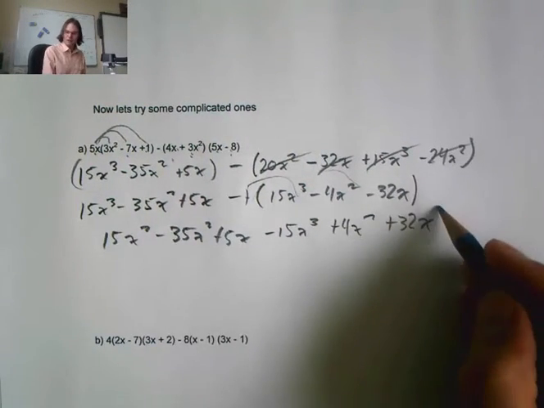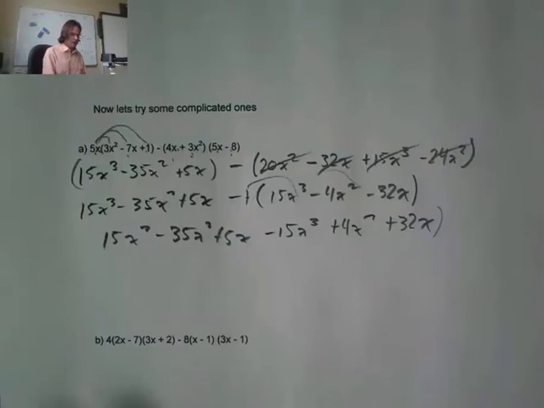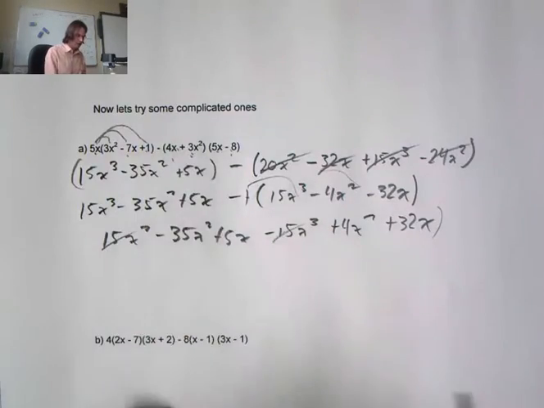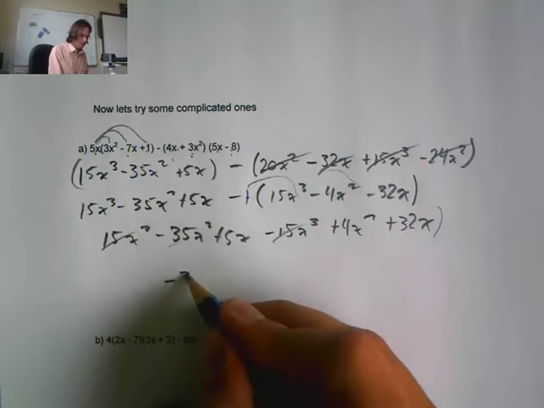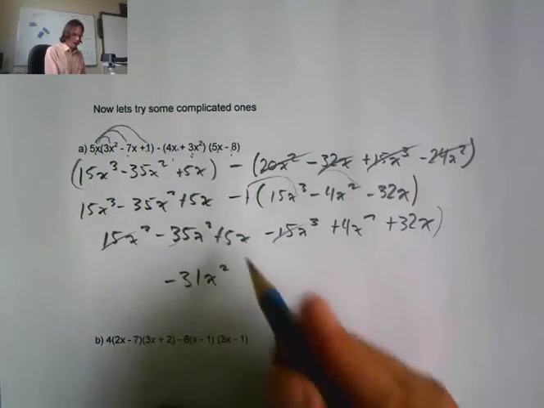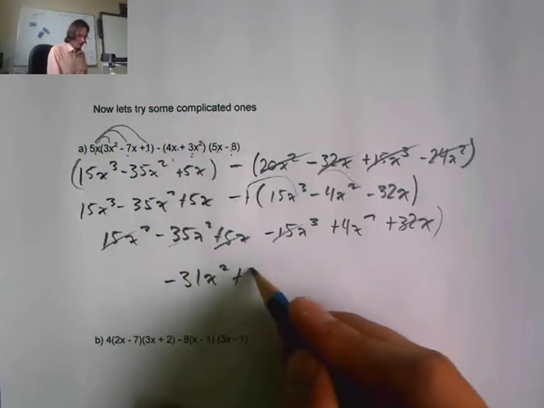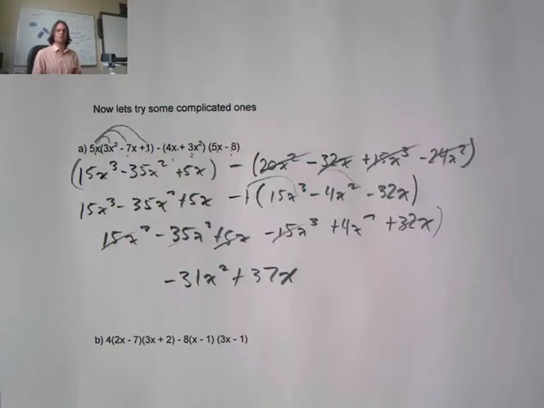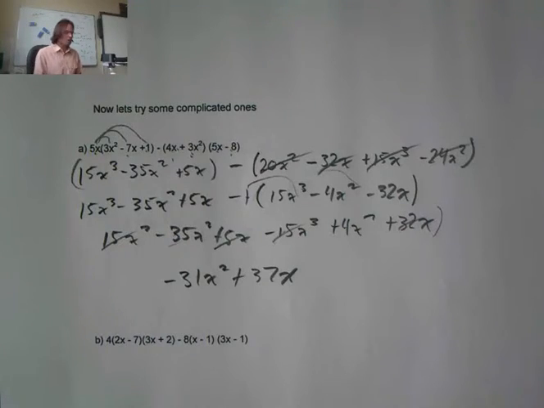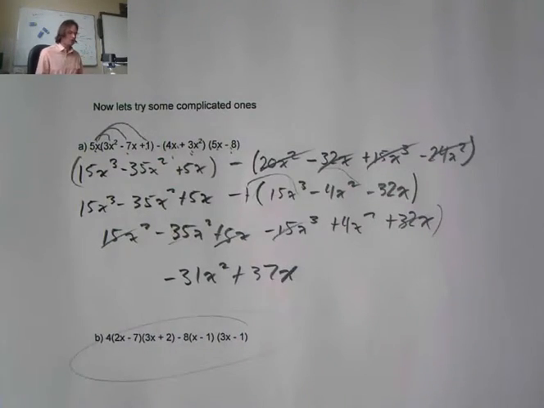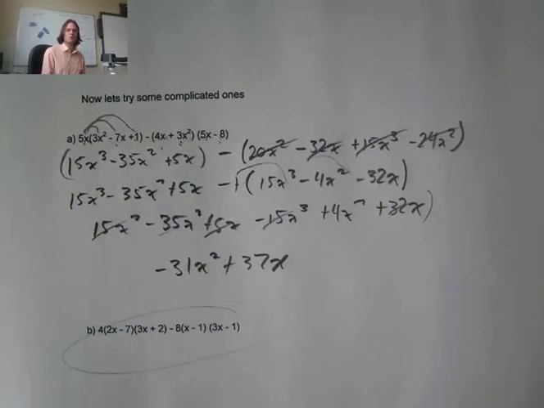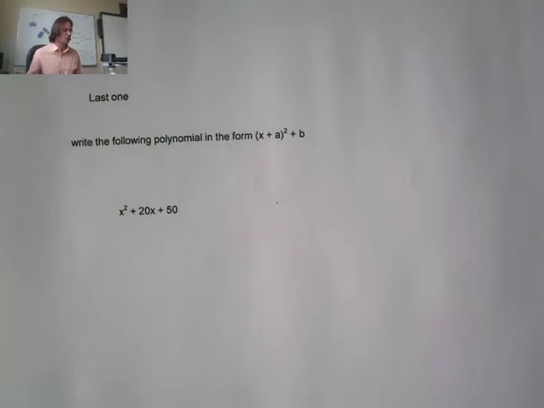Okay? I combine this all together, I'm going to end up getting, these cancel off, this here is going to give me negative 31x squared, and we have 5x plus 37x, and that's my answer. Alright? So, here's the next one here. I'll let you guys do that one by yourselves as I continue on to the last question.